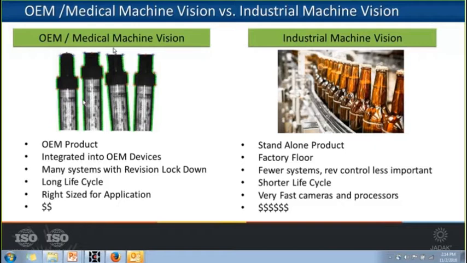On the other side, we have our medical machine vision, where we're going to be looking at something more. You're going to see a lot of test tubes in this presentation, which is a lot of things that we've done in the past. So you're really not looking at it in an industrial environment. It's more something embedded down inside a machine, used to help that machine function. There's some really key differences between these two types of applications.